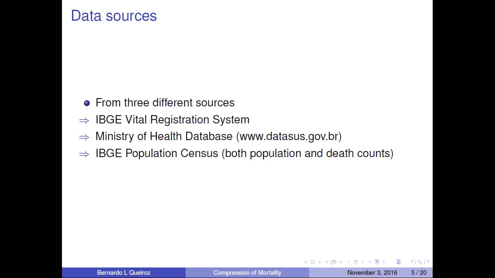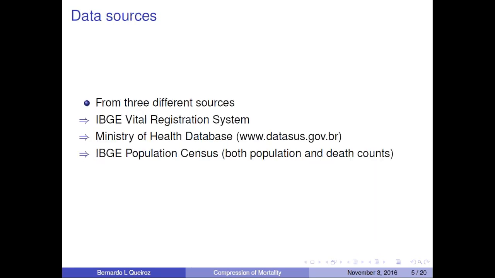And the IBGE population census, both population and death counts. Actually, for the Ministry of Health database, there's an R package now that helps you to work with the data, and most of the descriptions are in English, so it helps a lot. It directs you to the link where you have to download the data, so it's easier. And the IBGE population census gives the population and death counts for 2010, which I'll compare with.